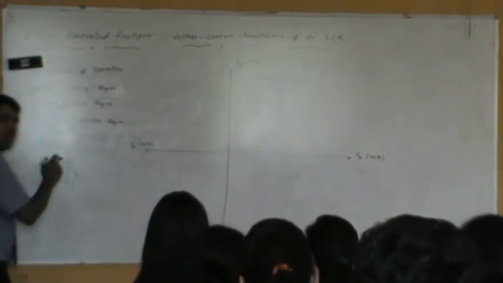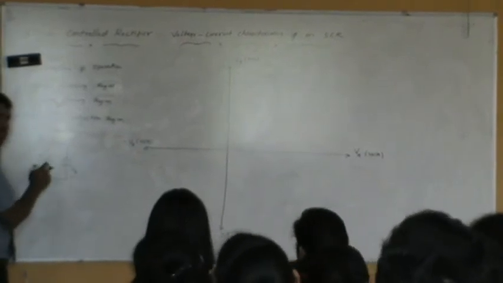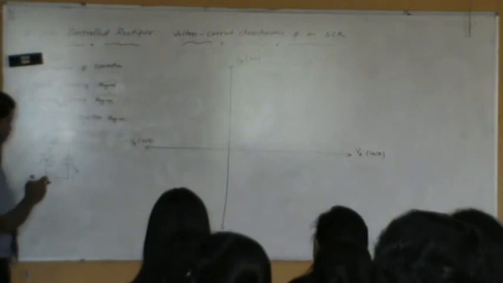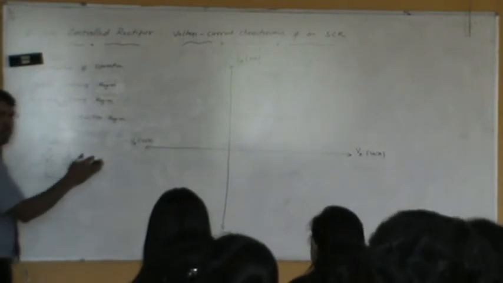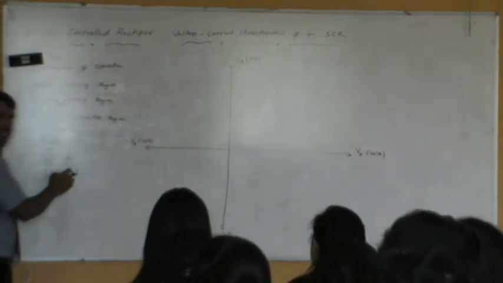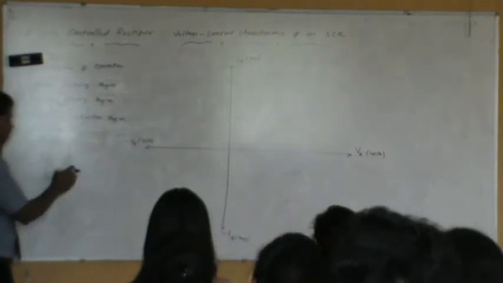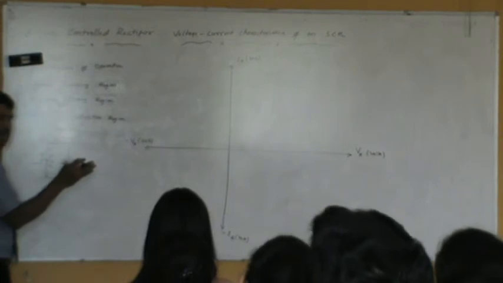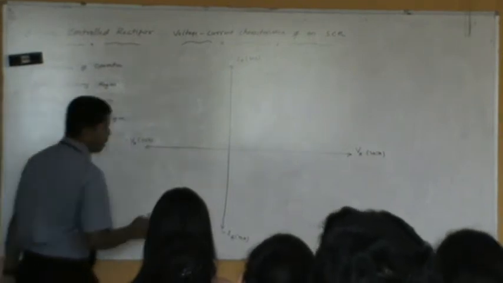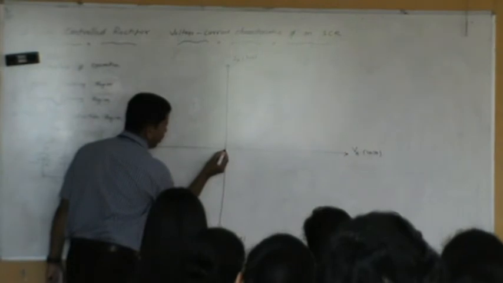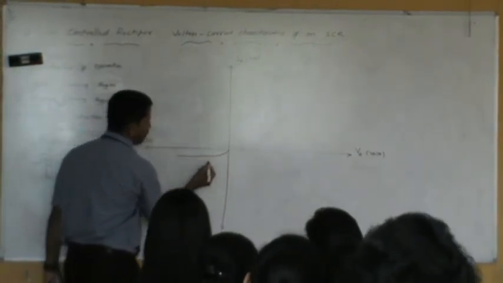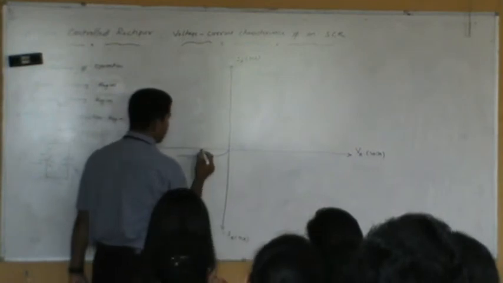In this bias, you have already seen which junctions inside the SCR are forward biased and which are reverse biased. VA is negative: negative is applied to the anode and positive applied to the cathode. Because of that, J1 and J3 are reverse biased, and J2 is forward biased. And because of that, a very small amount of current will be flowing. This current is nothing but the reverse leakage current.